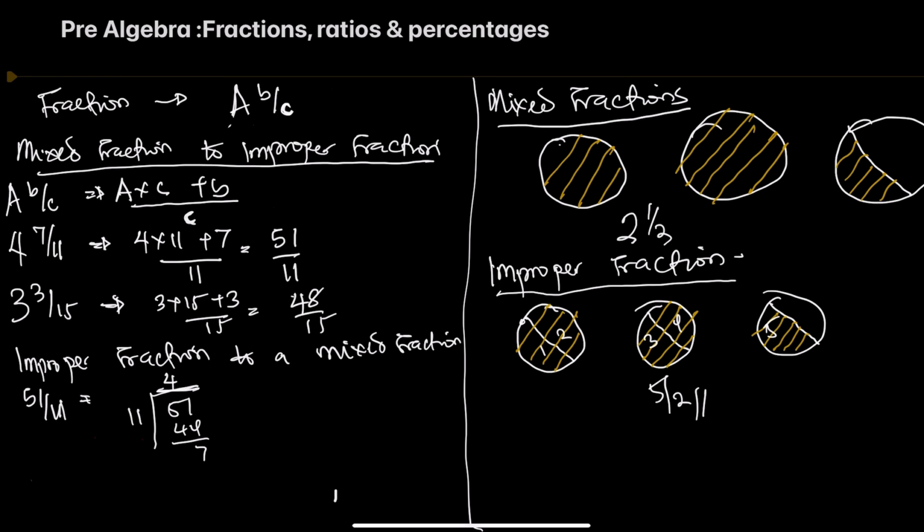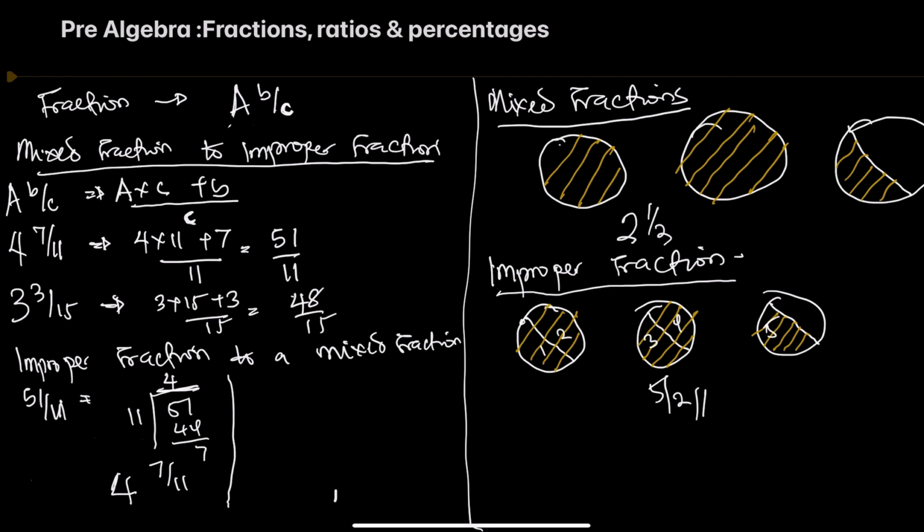So in this case, our answer will be 4, and 7 is the remainder. So we will take 7 and put it over the denominator. So this is 7 all over 11. This is the first question.